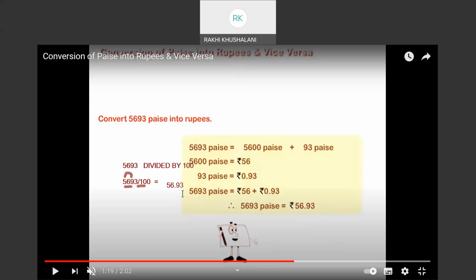But when the number is too big, it's always better to break the number in some equal way so that you get a complete set of rupees separately and then a smaller amount of paise separately, and you give the answer. But convenience is yours, absolutely no problem. Let's see something more here.